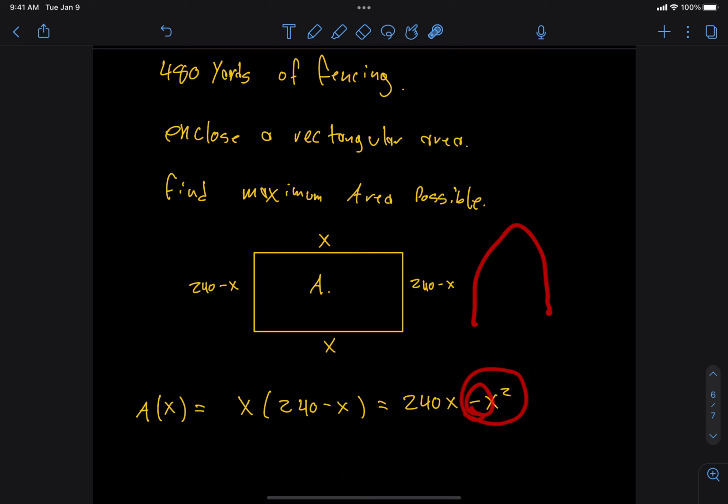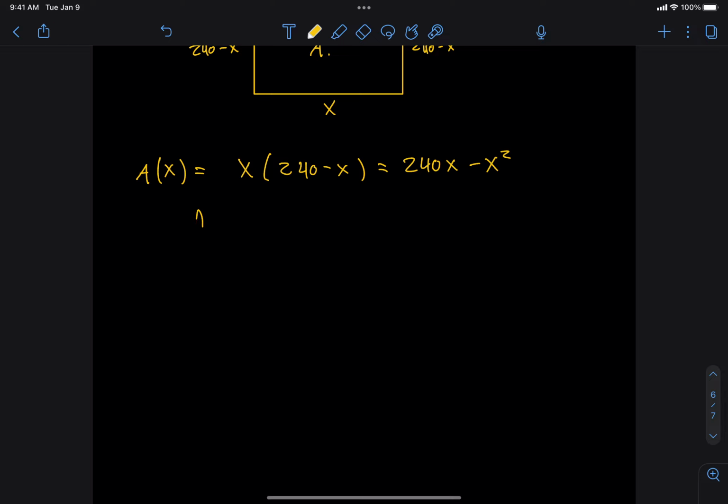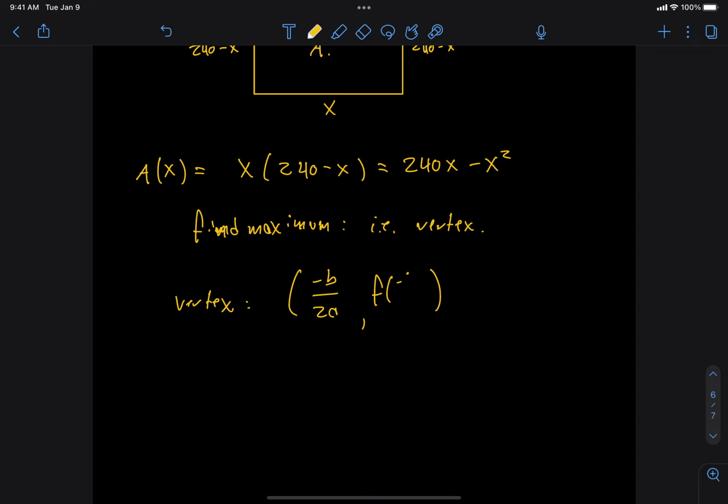Does a parabola that opens down have a maximum? Yeah, it does have a maximum, doesn't it? So let's try to find the maximum. Where does the maximum occur for a quadratic function? It occurs at the vertex. What's the vertex of this function going to be? How can I tell? It will be at negative b over 2a, f of negative b over 2a.